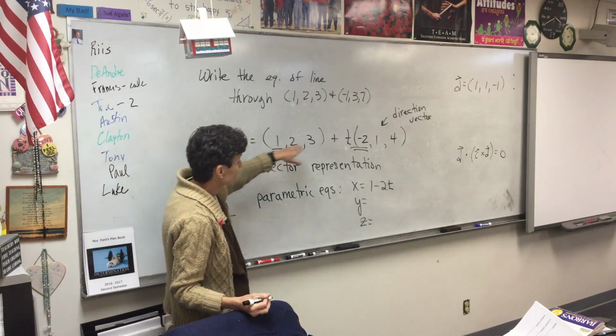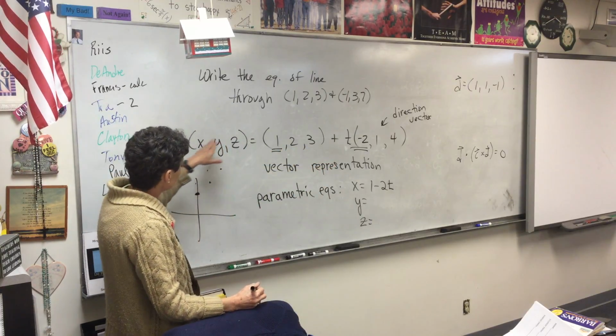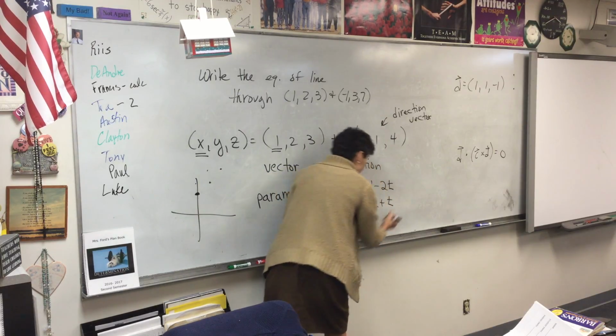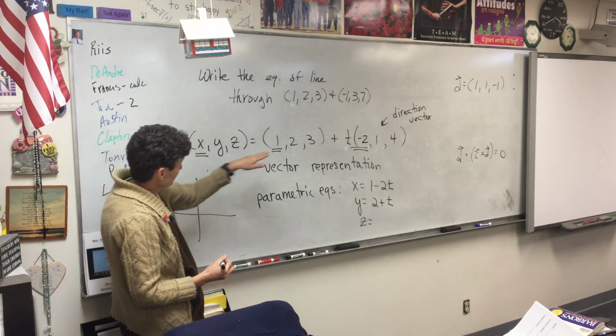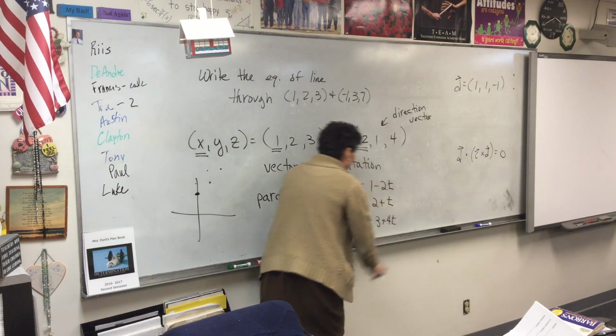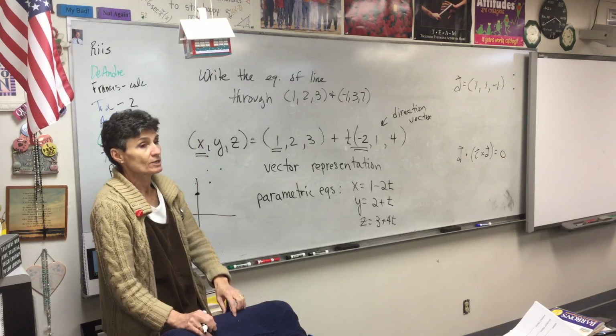See how I built that? So what's y going to equal? 2 plus 1t. And z will be 3 plus 4t. So there are your parametric equations.